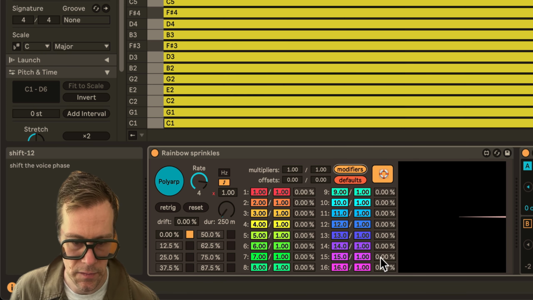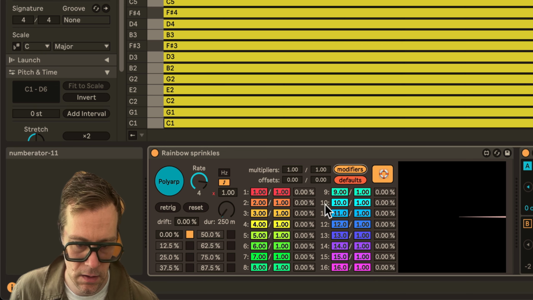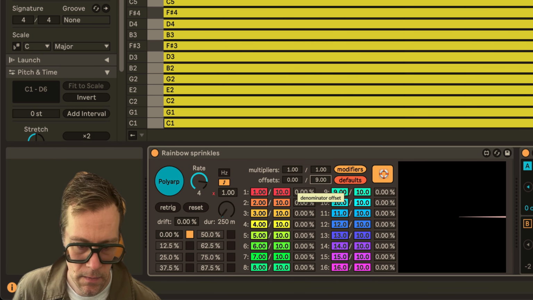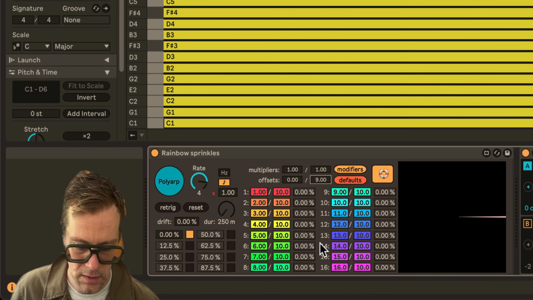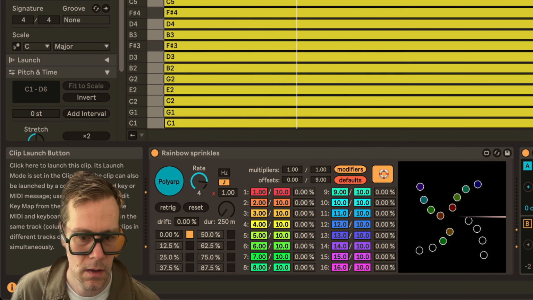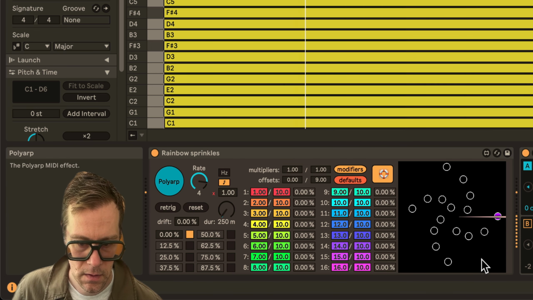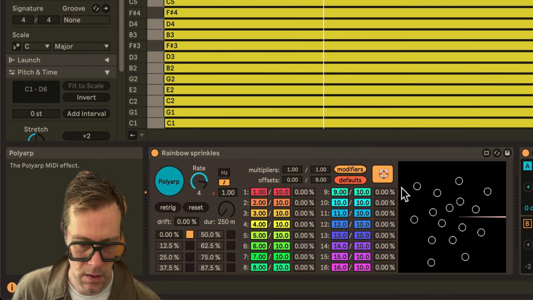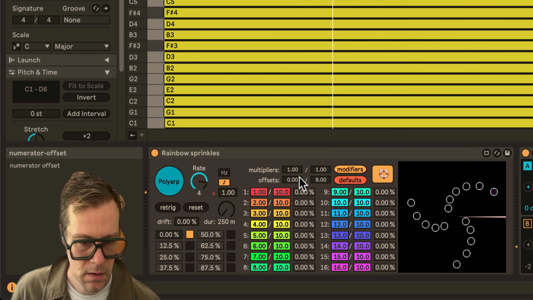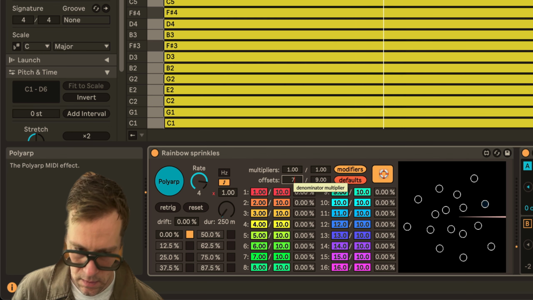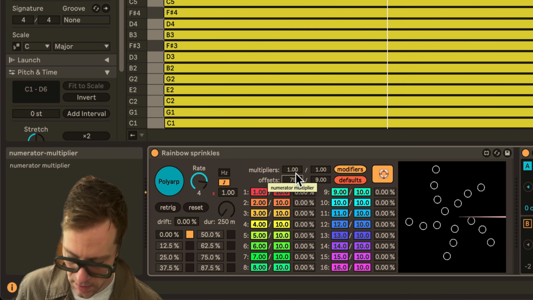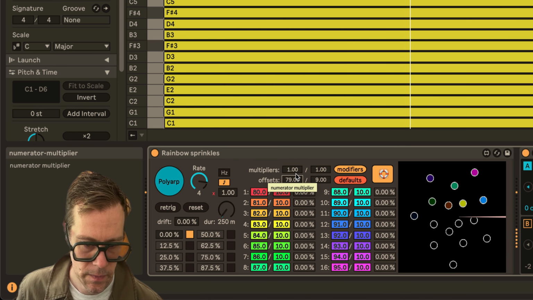So for example, if I start with my basic harmonic series, and then I add 9 to all of the denominators, the ratios are now 1/10, 2/10, etc. So a lot slower. Now I'm going to add 79 to the numerators.